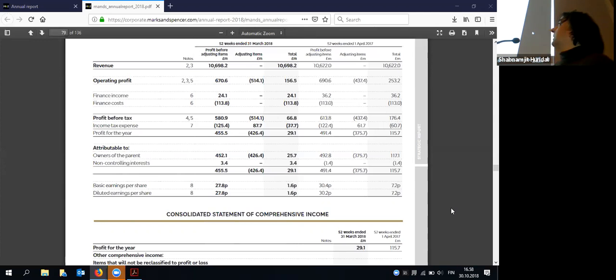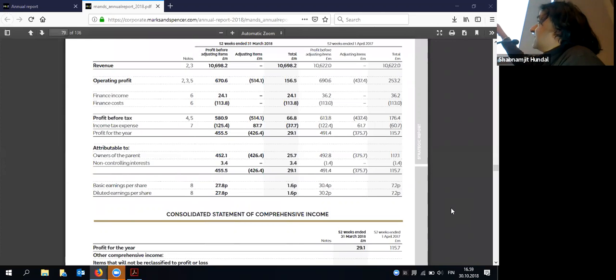Have a look, don't look at the numbers, that doesn't make any difference. But look at the particulars like revenue, operating profits. Have a look at the profit before tax. And just before profit before tax, you see finance cost. Do you know finance cost? Finance cost is basically your interest cost. So you have paid interest before you pay tax.